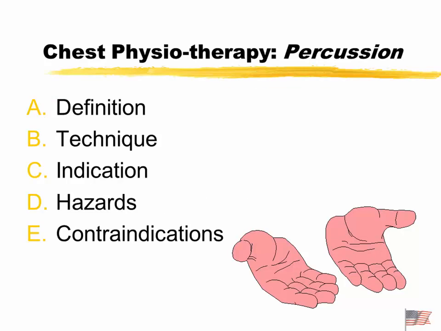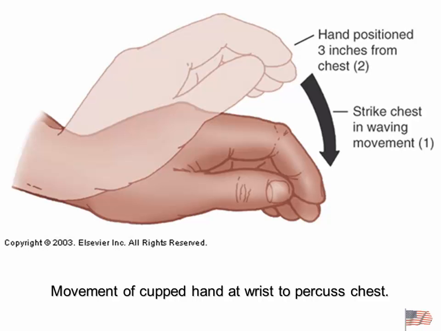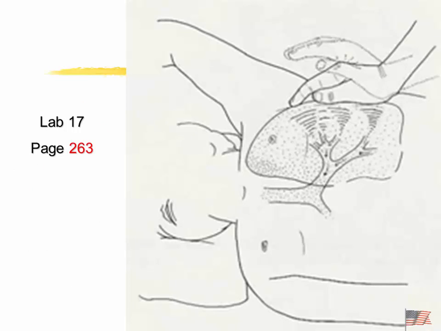Besides just simple positioning, we're going to use what is called percussion, not diagnostic, but therapeutic percussion. It's basically a technique of clapping the chest to create energy to dislodge secretions in the hope that we can mobilize them. While the patient is in these postural drainage positions, we can apply percussion to the chest. It's done by having a cupped hand and striking the chest wall in a rhythmic fashion, and the hope is that vibrations are created which are transmitted to the tracheobronchial tree.